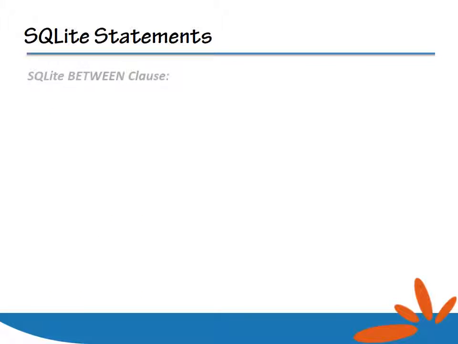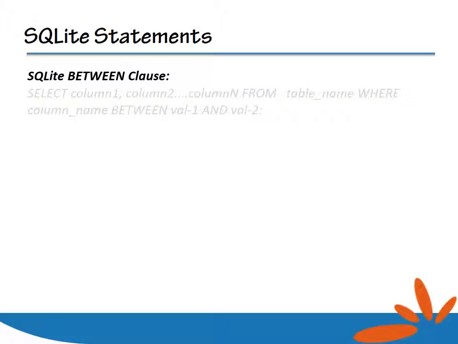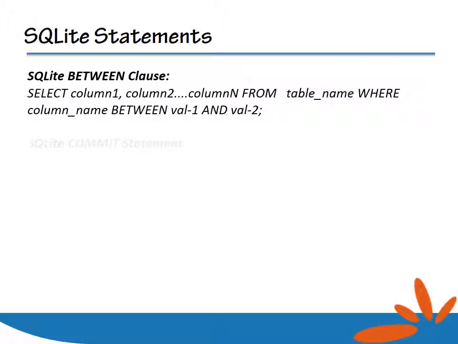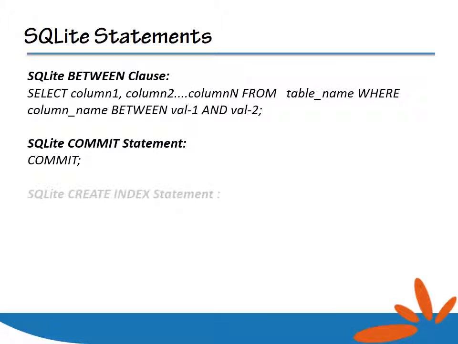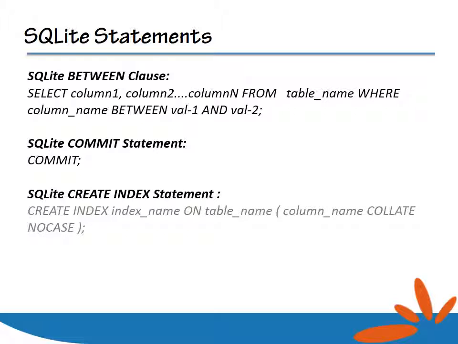SQLite between clause. Example: select column 1, column 2, going to the last column, separated by a comma, from, specify the table name, where, specify the column, between, specify the first value, and specify the second value. This particular line of code searches for a particular record in the database with a value which ranges between the two values. The next one is the SQLite commit statement.